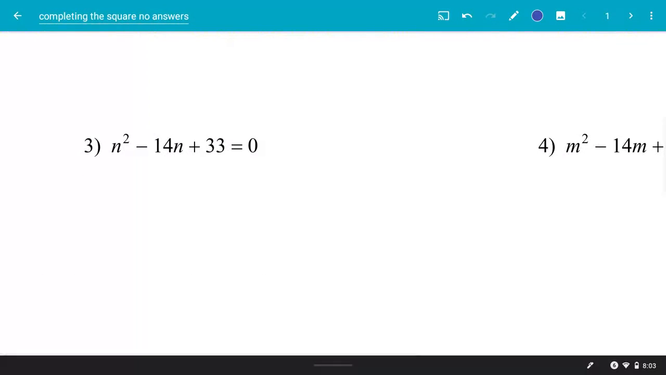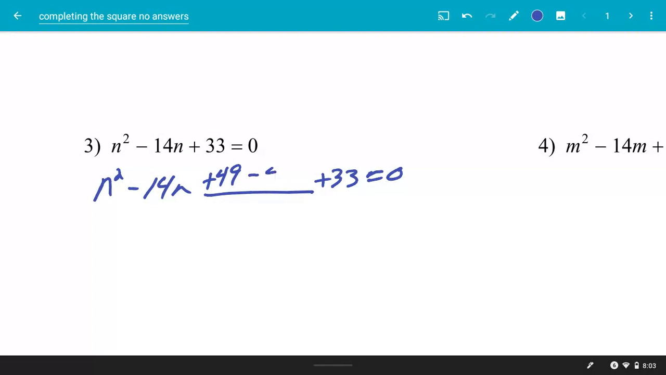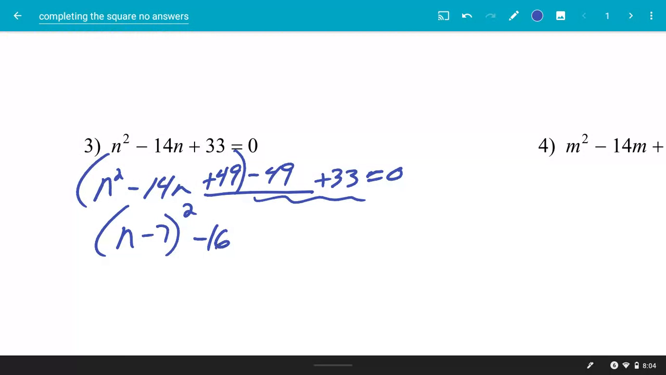Number 3, n squared minus 14n, leave a space, plus 33 equals 0. 14 divided by 2 is 7. 7 squared is 49. So plus 49 minus 49. Perfect square trinomial. n minus 7, quantity squared. Combine my like terms, -16. And that equals 0. So my vertex is 7, -16.